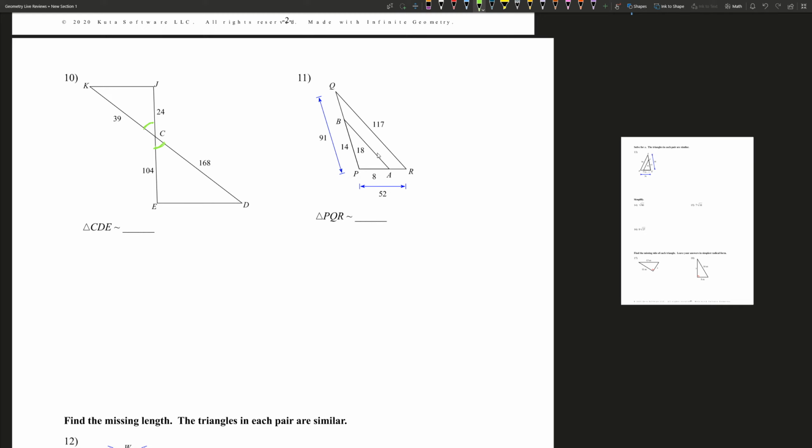So now that we have one angle, we can prove that this side corresponds to this side, and then this side corresponds to this side. So we need to see if those are proportional. All right, so if we do that, we have 24 over 104. That should equal 39 over 168.